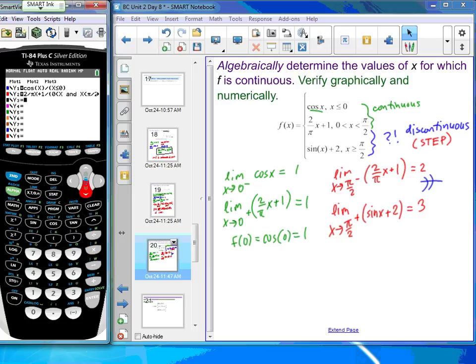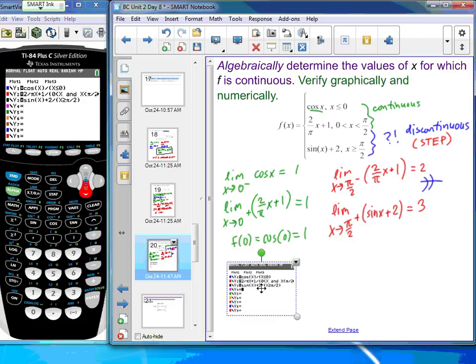Last piece, sine of x plus 2, close input, plus 2, divided by quantity, domain restriction. This time I want x to be greater than or equal to, which would be second, math, test, 4, pi over 2. Do you get it all? I want a window that goes from maybe negative pi to pi.